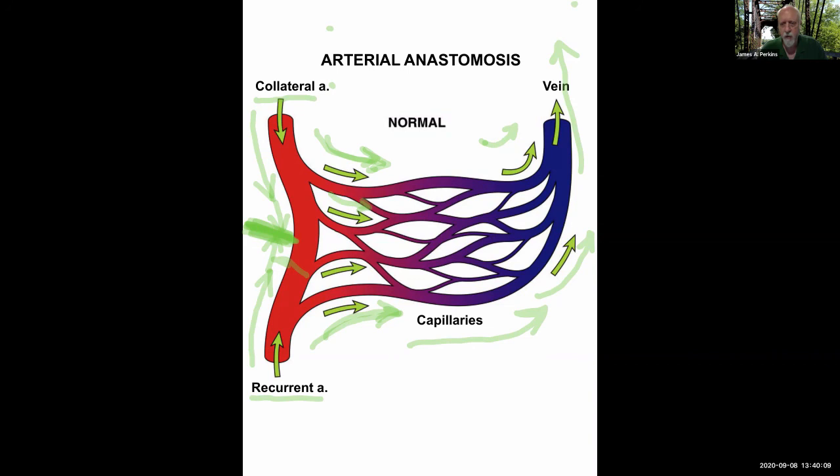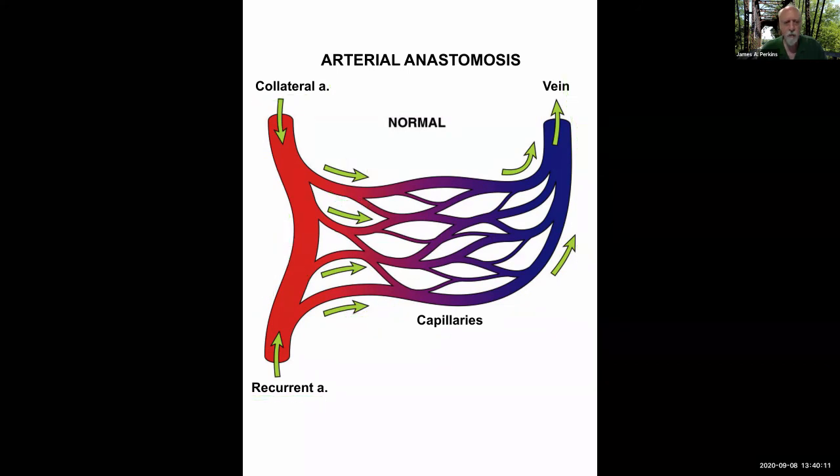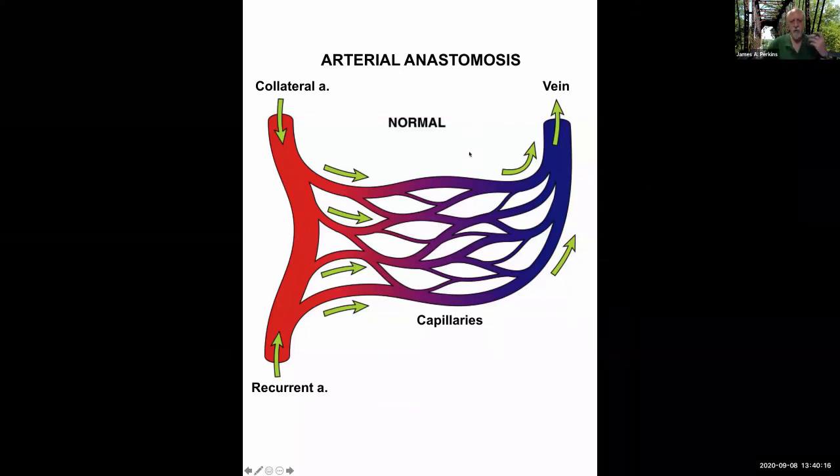This idea of an anastomosis is extremely important in anatomy, though. And we'll come back to this several times throughout the course, because we'll see these anastomoses all throughout the body.